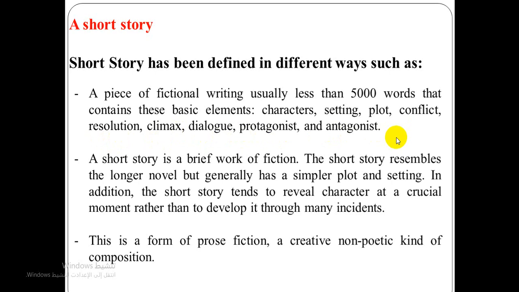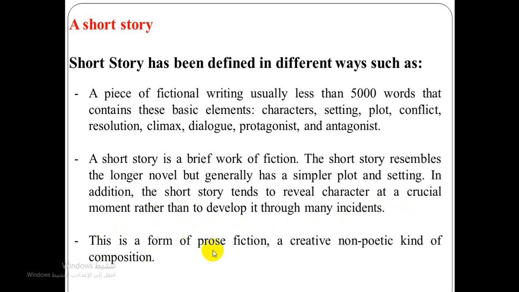Another definition of short story is a brief work of fiction. The short story resembles the longer novel, but generally has a similar plot and setting. In addition, the short story tends to reveal character at a crucial moment rather than to develop it through many incidents.